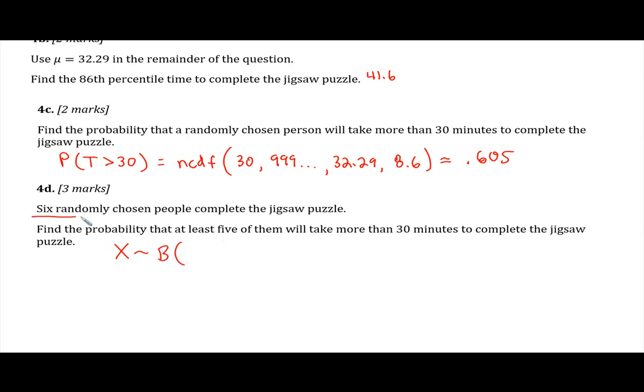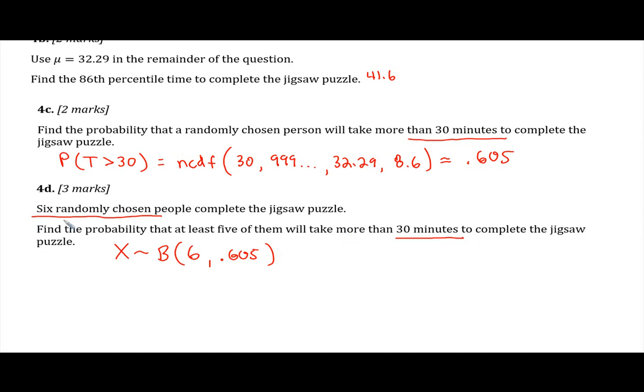So there are 6 randomly chosen people, and then the probability that they take more than 30 minutes. Now remember, we actually calculated that previously in 4C: the probability that someone takes more than 30 minutes. That was 0.605. So that probability is 0.605. In this situation, capital X represents the number of people who take more than 30 minutes.